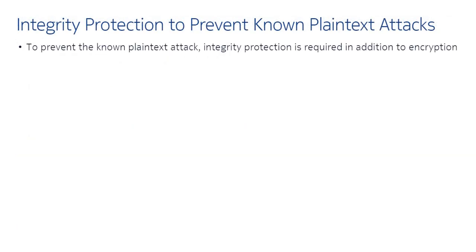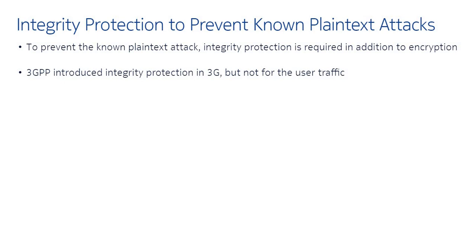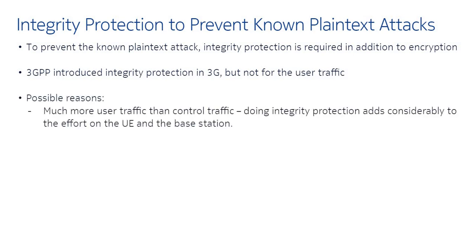To prevent the known plaintext attack, integrity protection is used in addition to encryption. 3GPP introduced integrity protection even for 3G, but it did so for the control plane, not for user traffic. Some possible reasons were there is much more user traffic than control traffic, so introducing integrity protection would add considerably to the effort on the UE and the base station.